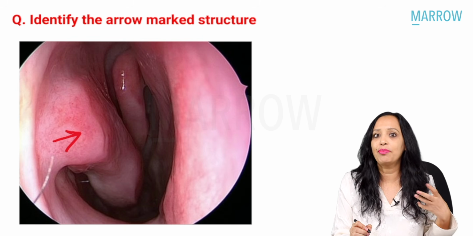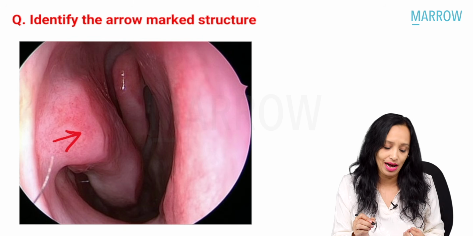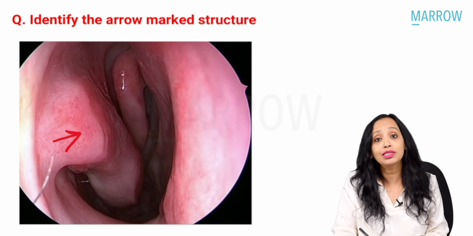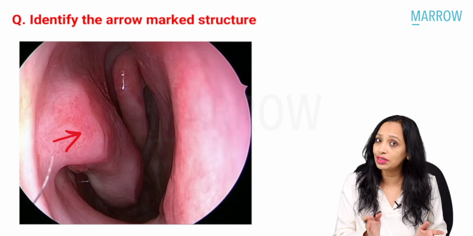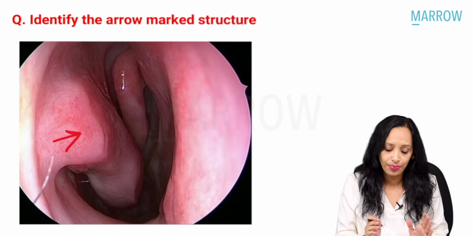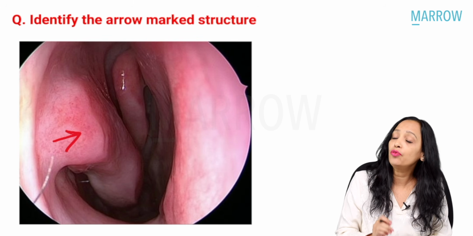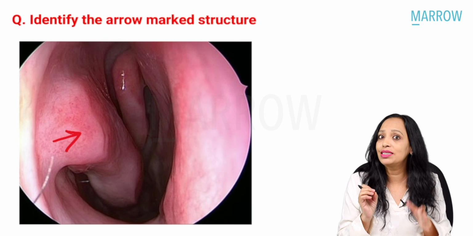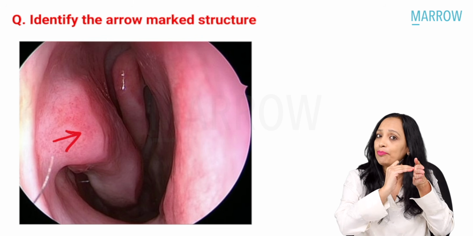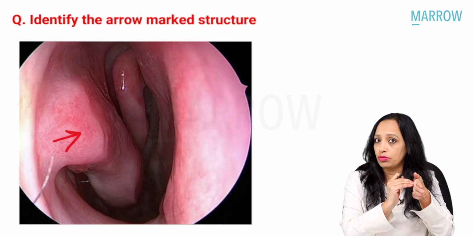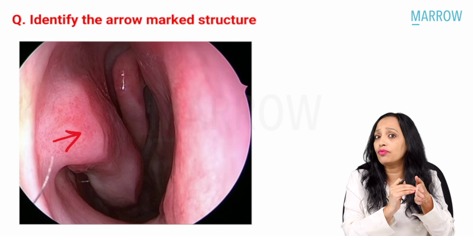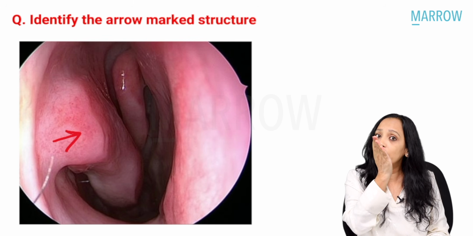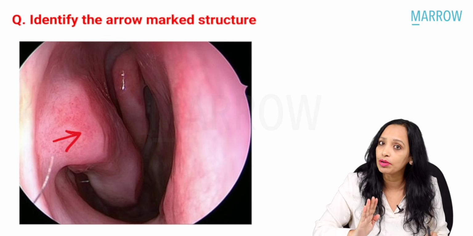Again, identify the arrow marked structures. Now this is an endoscopic picture which you repeatedly ask me. Whenever we see any endoscopic picture of the nose, the first thing is to identify which is the lateral wall, which is the septum, and where you are seeing the floor. How do we identify the lateral wall? In the lateral wall we have multiple turbinates, and they are attached to the lateral wall, which means that they will appear as separate structures from the lateral wall. Whereas even if there is a deviation of the septum, it will not appear as a separate structure from the septum. It will appear as a smooth deviation of the septum itself.